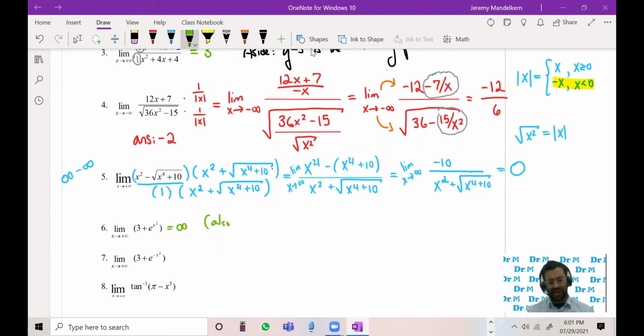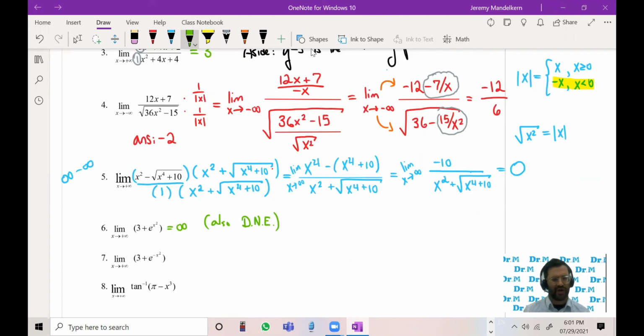Also, DNE is a suitable way to answer this question, as in the limit does not exist. Infinity, in a way, though, is a little more telling. It's saying not only are you not getting a real number, your function values are blowing up to infinity. So it's a little more telling to use the infinity symbol.